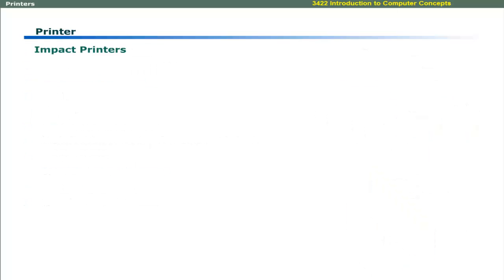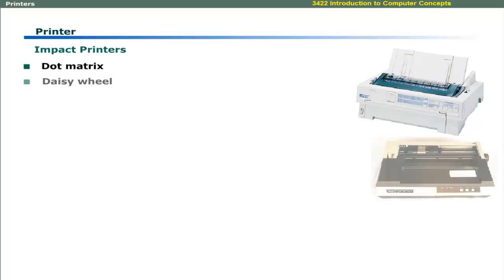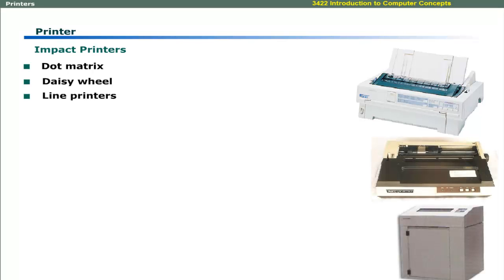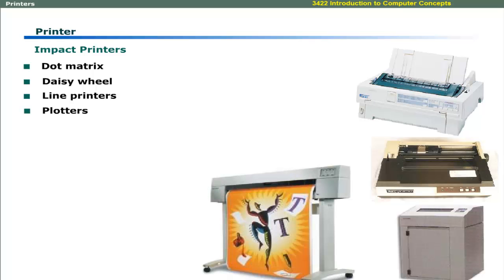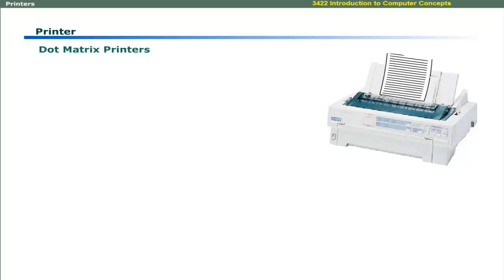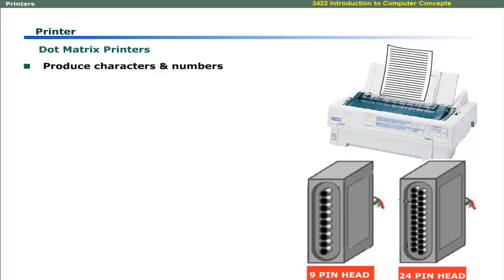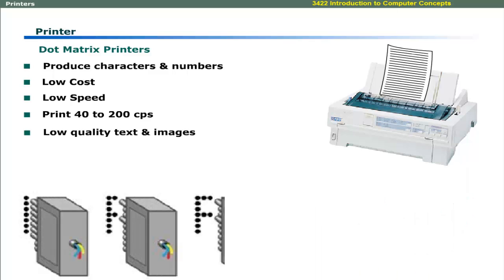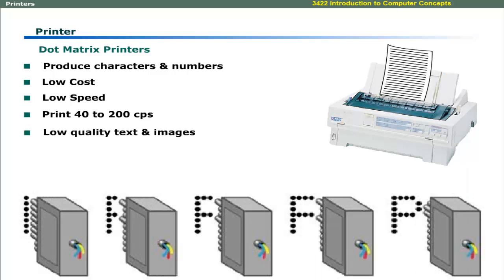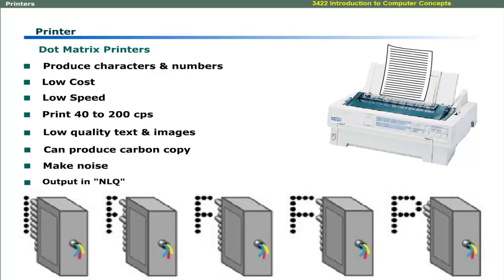Impact printers include dot matrix printers, daisy wheel printers, line printers, and plotters. A dot matrix printer prints with a head that contains 9 to 24 pins. Dot matrix printers are low cost. These have lower speed in the range of 40 to 200 characters per second, and these produce poor quality text and graphics output. These can produce carbon copy of output. These make noise and produce near letter quality output.